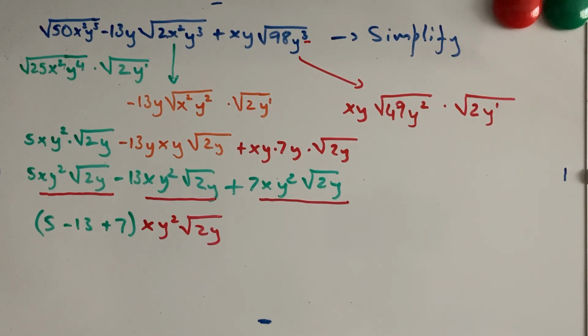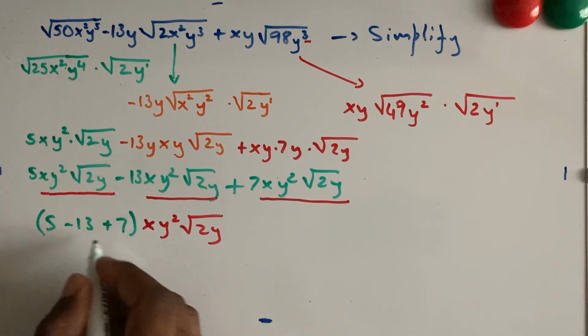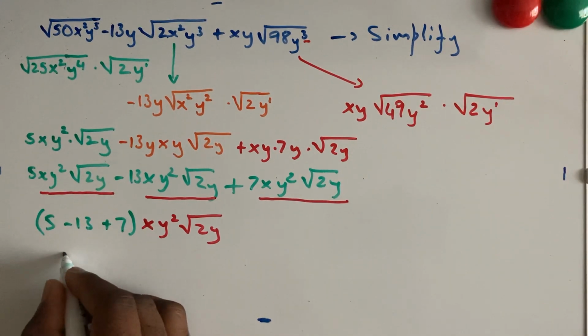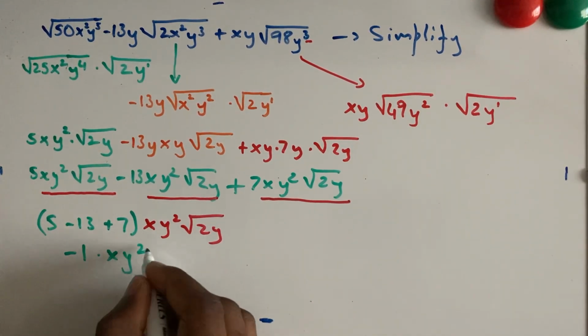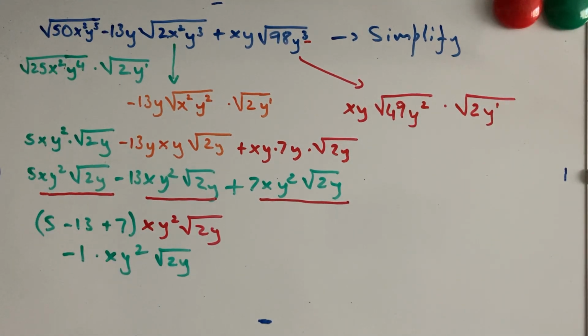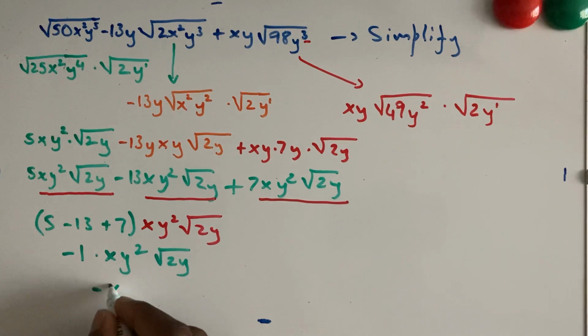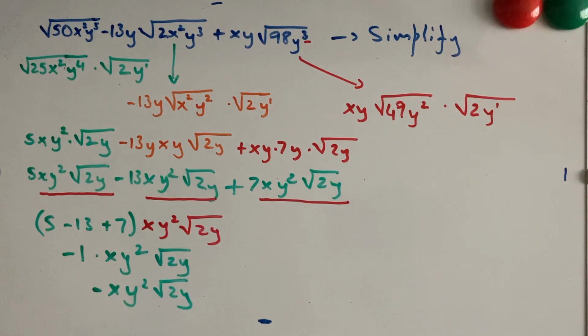So that's 5 minus 13 plus 7, which is what? 5 minus 13, which is negative 8, plus 7. This is negative 1. So negative 1 times xy squared square root of 2y. And negative 1, you don't have to put negative 1. So it's just minus xy squared square root of 2y. Okay? Negative xy squared square root of 2y. This is it. This is how you simplify.